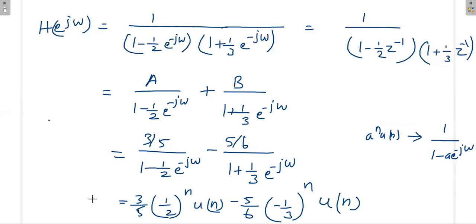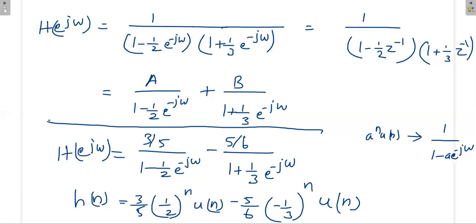So this is h of n. This is H of e power j omega. This H of e power j omega is the frequency response. That means if you substitute the omega value, you will be getting the magnitude. If we take the inverse DTFT, you will be getting the h of n in time domain. That means impulse response.